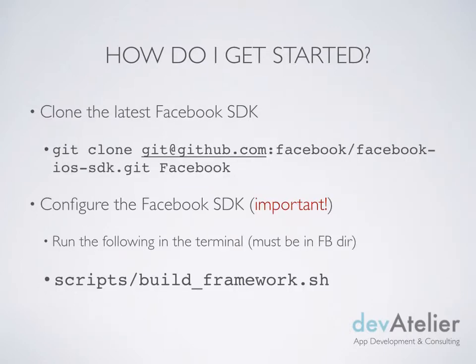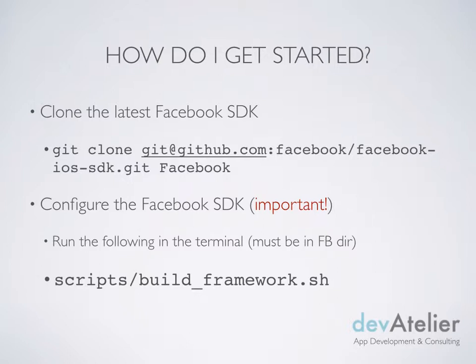Cool. So how do I get started? Clone the latest Facebook SDK. As I mentioned, you can do this: git clone the URL. You could also do git submodule init with that same URL, and then that'll add it as a submodule. You also want to configure the Facebook SDK. It's in red. This is kind of annoying, but this is how I do it.